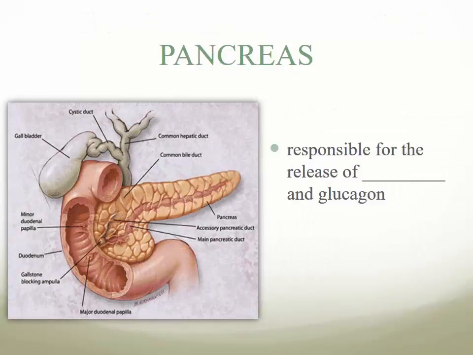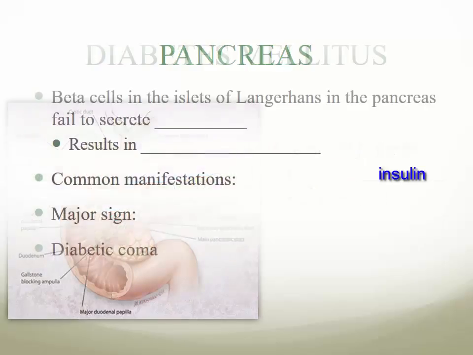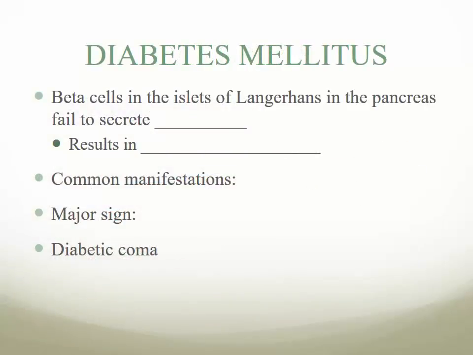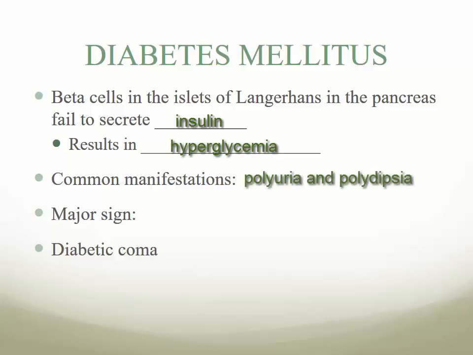The pancreas is responsible for the release of insulin and glucagon. Diabetes mellitus is a common endocrine disorder in which either beta cells in the islets of Langerhans of the pancreas fail to secrete insulin, or target cells throughout the body fail to respond to this hormone. The result is hyperglycemia. Common manifestations include polyuria, which stands for excessive urination, and polydipsia, which refers to drinking large quantities of liquids. The major sign is glycosuria.